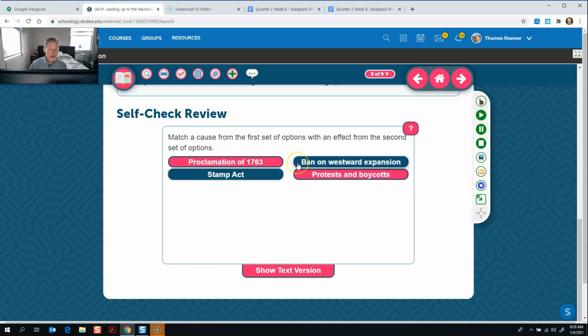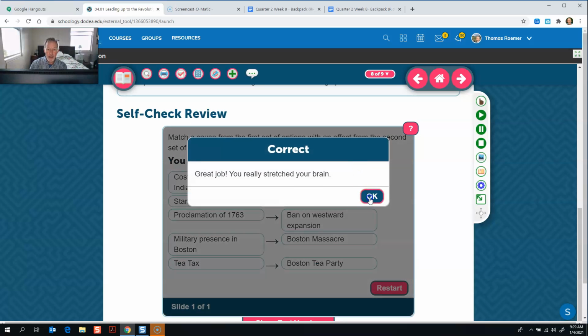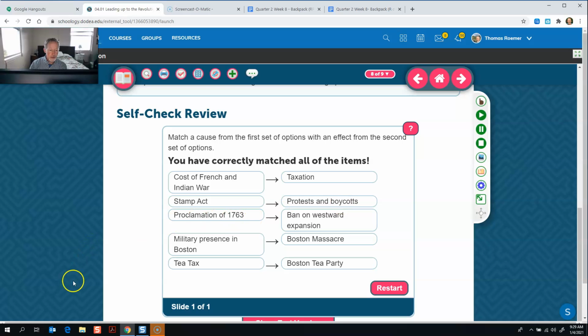Now I think I know what the Stamp Act is. I don't think it was a ban on westward expansion, meaning they couldn't move west of the colonies. They didn't want to make the colonies any bigger. Okay, the Stamp Act caused protests and boycotts because they were taxing printed materials. And now the Proclamation of 1763 said, hey, no moving west. All right, we got all of those right. So you can go back and try that again. I'll stop and come back with lesson 2.